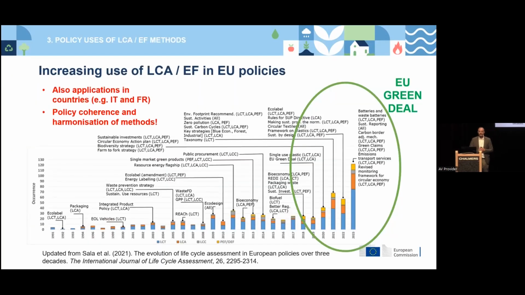Now, I think that for many of you, one of the most important parts of my presentation is the use of the EF methods in policy. As you see from this slide, this graph shows how frequently LCA and/or EF methods have been used in policies. You can see that there was a gradual uptake of LCA along the years, but there was a big boom in 2019. What happened in 2019?